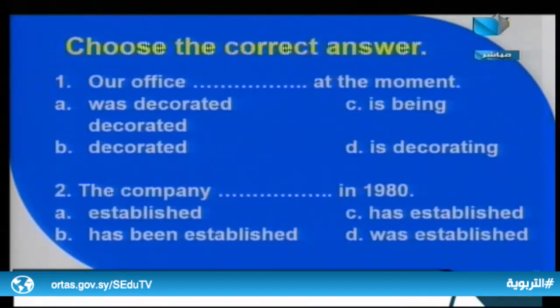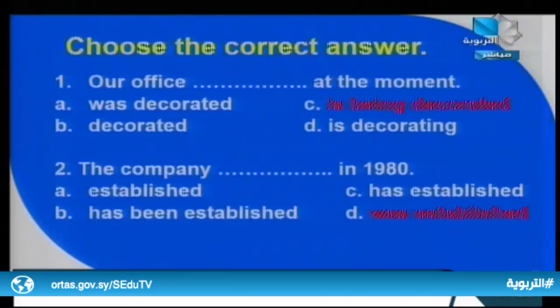Yes. So the correct choice, as we said, is past, and in the passive, was established. Good, very nice.